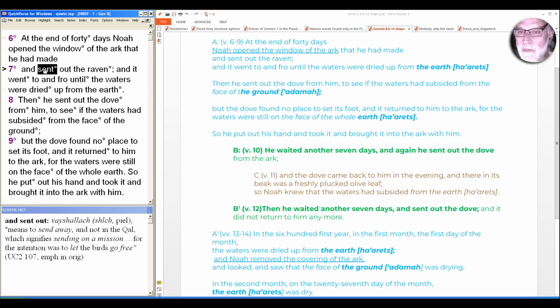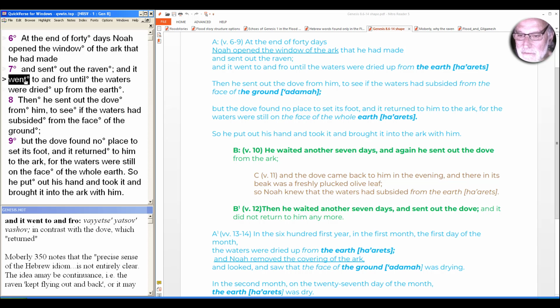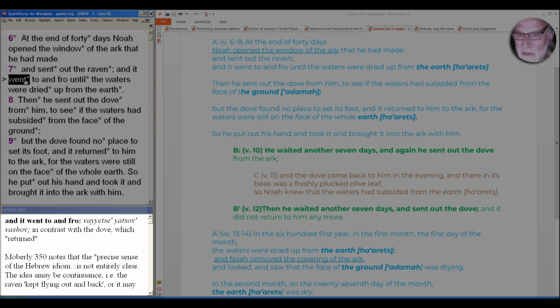But that's only one way to look at it, and as we look more closely at the language, perhaps with Moberly's help, we can see something else. So it says here, it went, according to the New RSV, went to and fro until the waters were dried up from the earth. And it's a very unusual grammatical form here, and that's what we want to focus on.